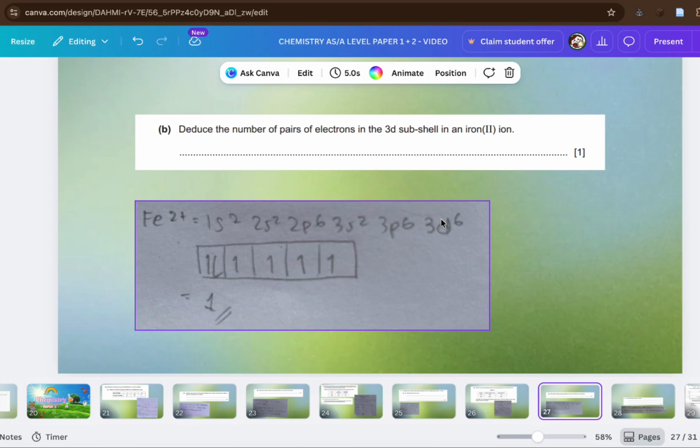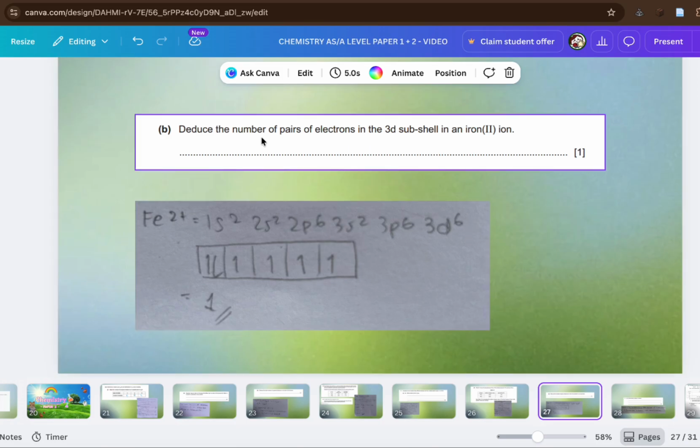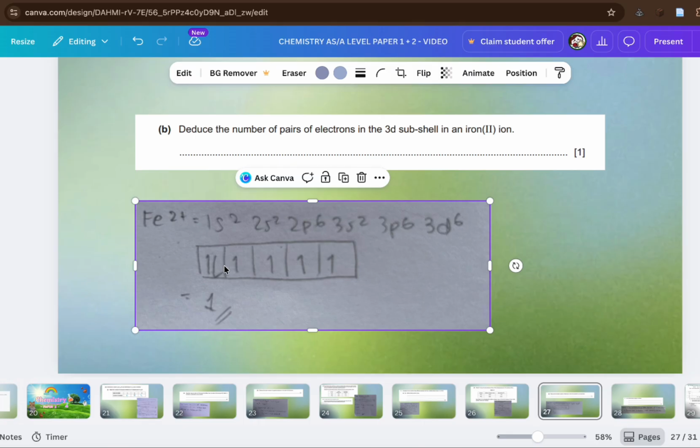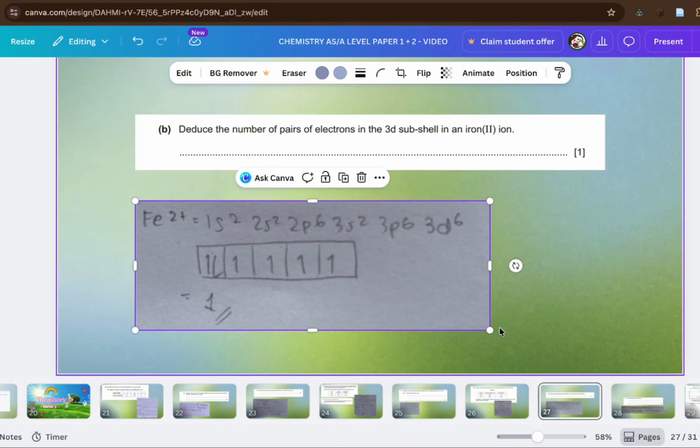ending in 3d6. We are asked to find the number of pairs of electrons in the 3d subshell. The total number of electrons in the 3d subshell is 10 max. However, we only have 6. Here we draw the five orbitals and the electrons. You see that when we add the electrons, there's only 1 paired and 4 unpaired, meaning that the number of pairs of electrons in the 3d subshell of an iron 2 ion is only 1.